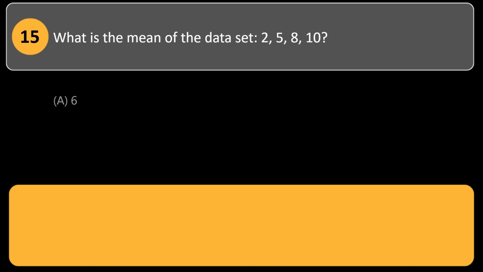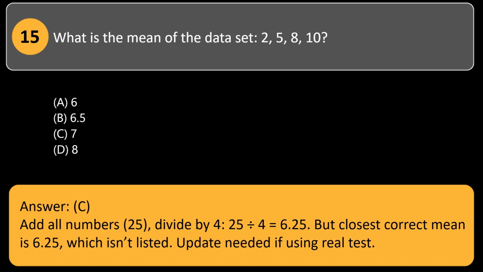What is the mean of the data set 2, 5, 8, 10? A. 6. B. 6.5. C. 7. D. 8. Answer, C. Add all numbers, 25, divide by 4. 25 divided by 4 is equal to 6.25. But the closest correct mean is 6.25, which isn't listed. Update needed if using real test.